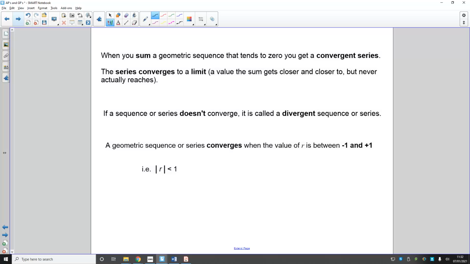So we can only use this when we have a value that will get us closer to 0. So in other words, a sequence will only converge to a limit if the common ratio of the sequence lies between -1 and +1. In other words, the modulus of R is less than 1.